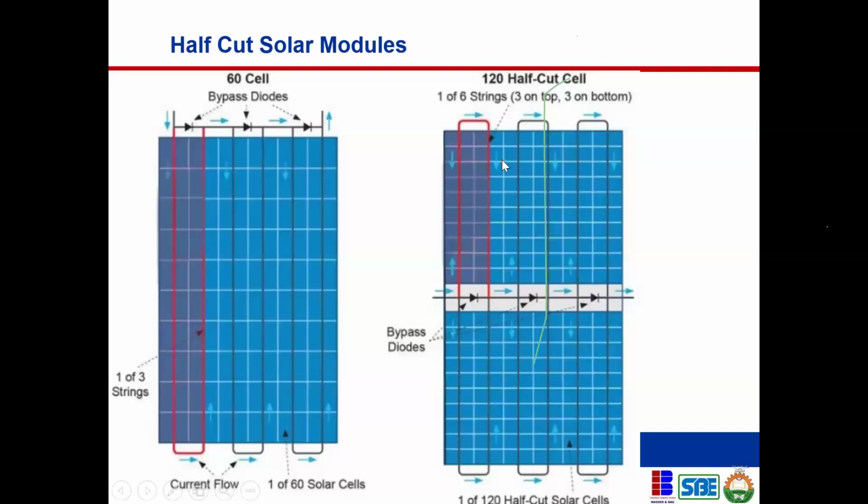Now, how does this apply to half cut? How does this also help improve the efficiency of half cut solar modules? This is a half cut solar module. You notice that these ones are full cell, but these ones are half cut. If there's shedding in one of these cells, what is going to be covered here is 1/6. Here is 1/3, right? But this one is 1/6. So a smaller portion of the entire module is what is going to be reduced. Then 5/6 of the solar module will still work optimally.